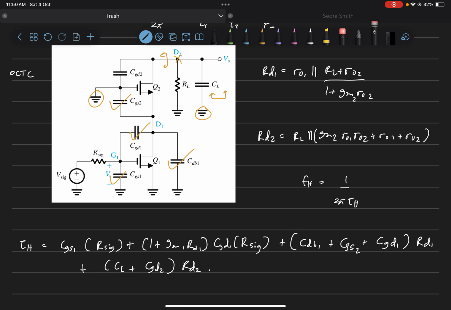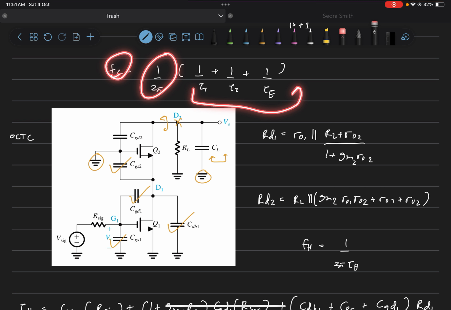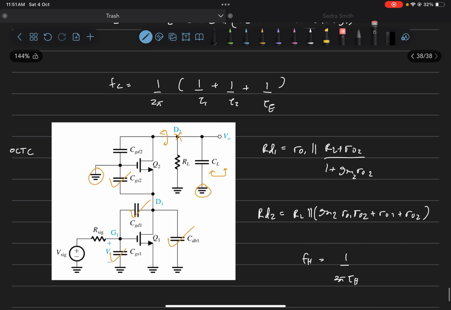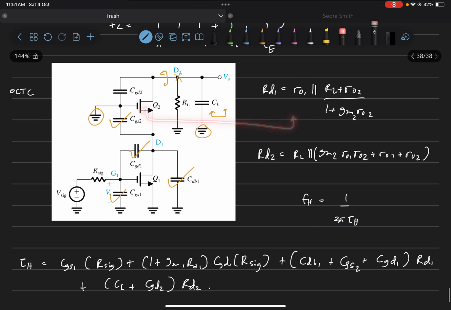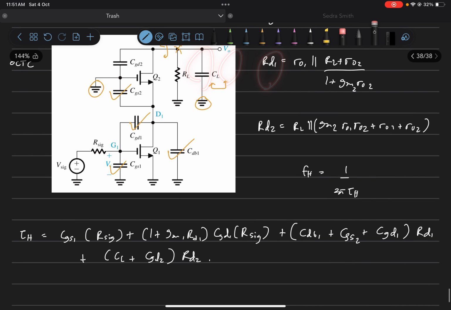Now you might have noticed that I am summing these up. This is slightly different compared to SCTC. In SCTC, FL is given by 1 over 2 pi times (1 over tau 1 plus 1 over tau 2 plus 1 over tau 3). Here FH is given by 1 over 2 pi tau H, where tau H is the sum of all the time constants. So this is a bit of a contrast. These two expressions are not exactly equal. Here we sum up the inverses of the time constants, and there we sum up the time constants and then take the inverse. That will be the approximate value of FH.